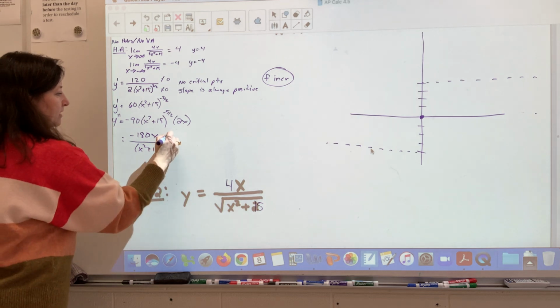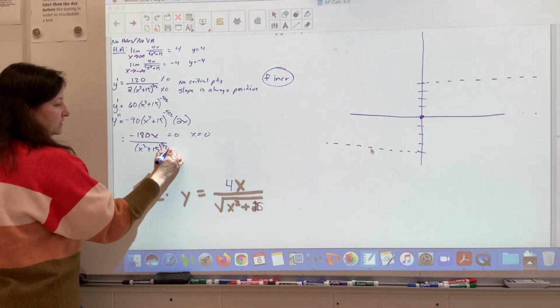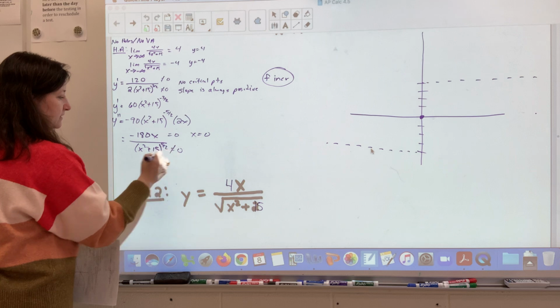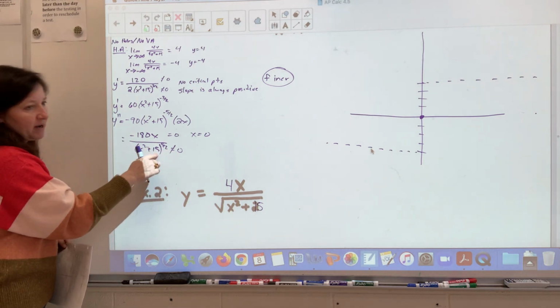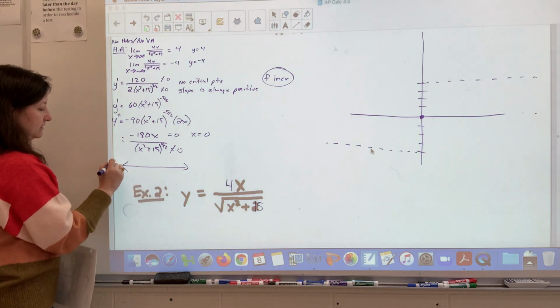So what's going to make my numerator equal 0? If x is 0. What's going to make my denominator undefined? Will the denominator ever equal 0? No, it will not. There's nothing I can plug in to make a positive number plus a positive number become 0. So we're going to do our second derivative sign test.